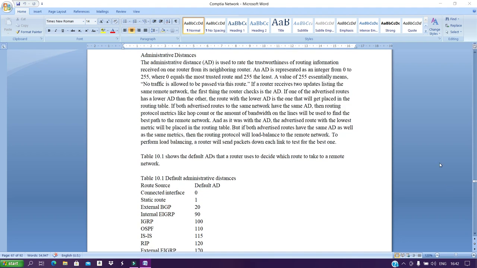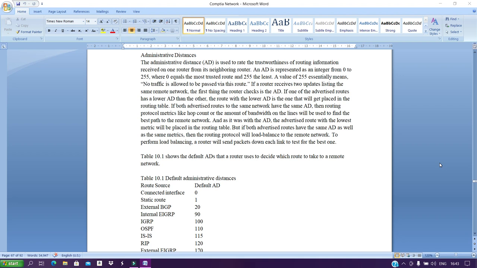Administrative distances. The administrative distance (AD) is used to rate the trustworthiness of routing information received on one router from its neighboring router, and AD is represented as an integer from 0 to 255, where 0 equals the most trusted route and 255 the least. A value of 255 especially means no traffic is allowed to be passed via this route.